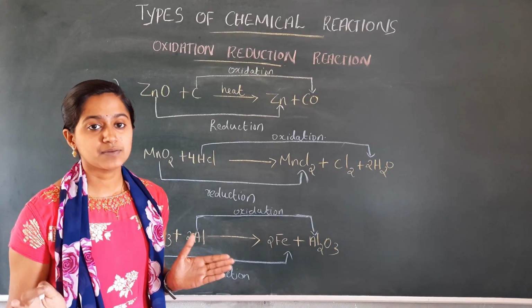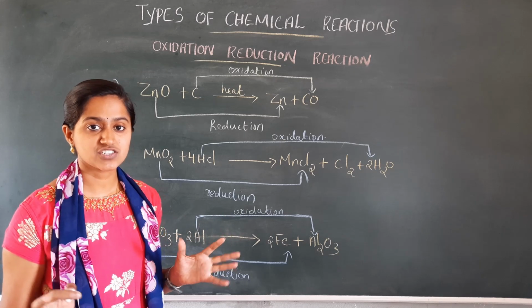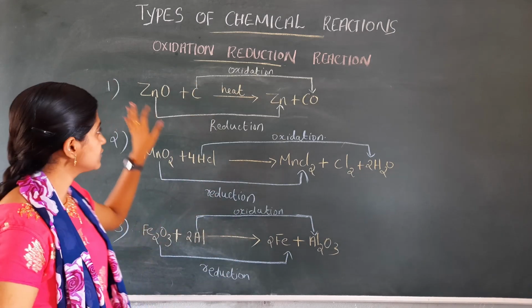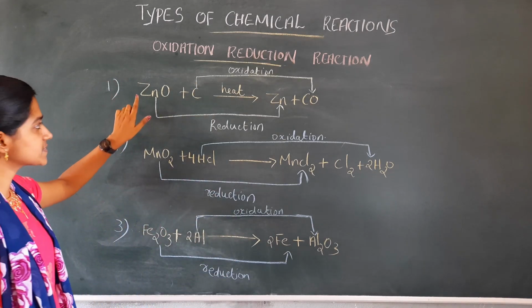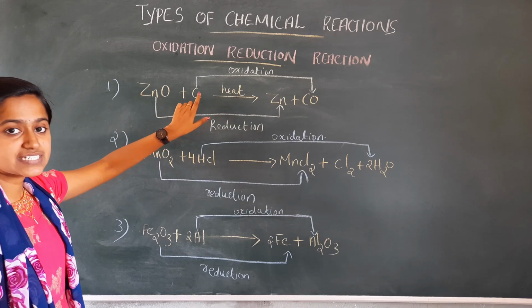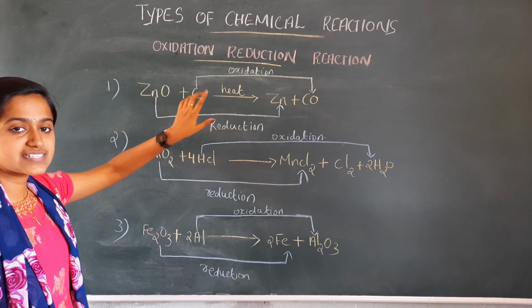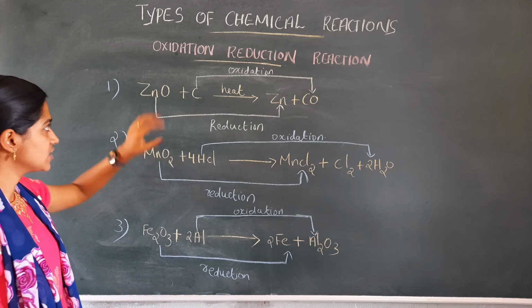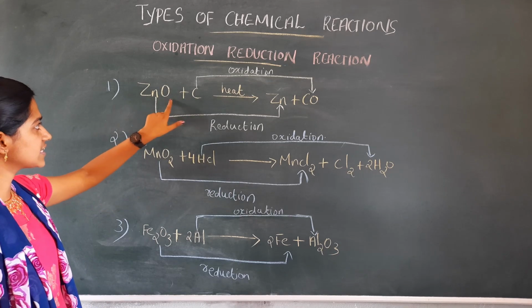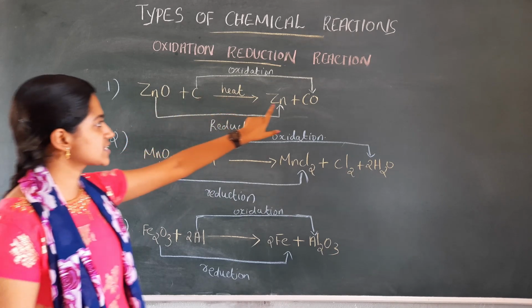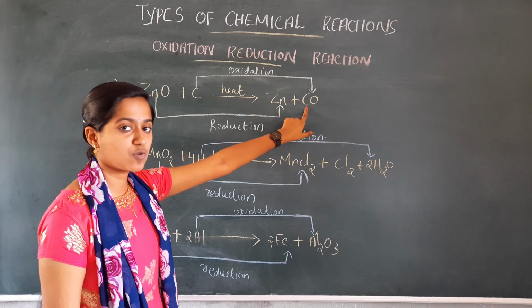A few more examples of oxidation reduction reactions are listed below. The first one, the reaction of zinc oxide with carbon. We know that carbon is also known as coke. It generally acts as a reducing agent. So in this equation, zinc oxide reacts with carbon to produce the corresponding zinc and carbon monoxide.